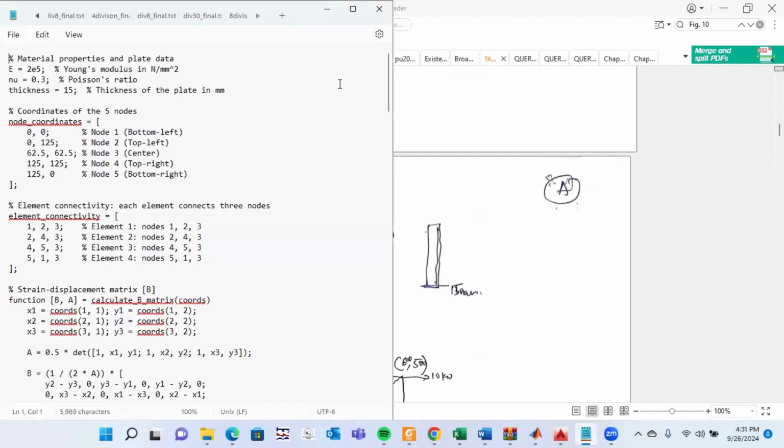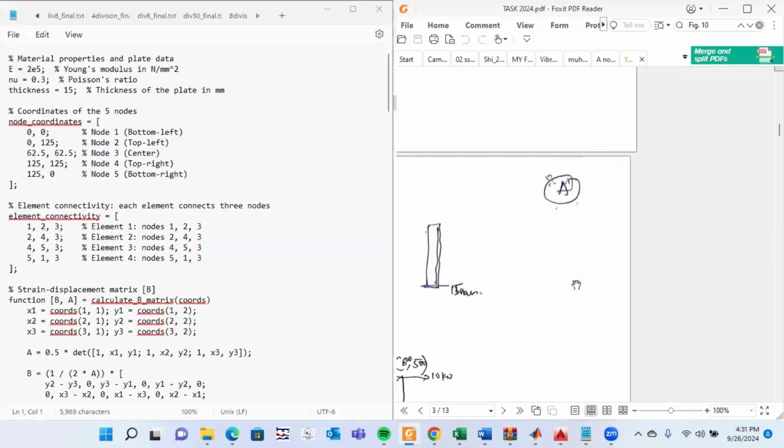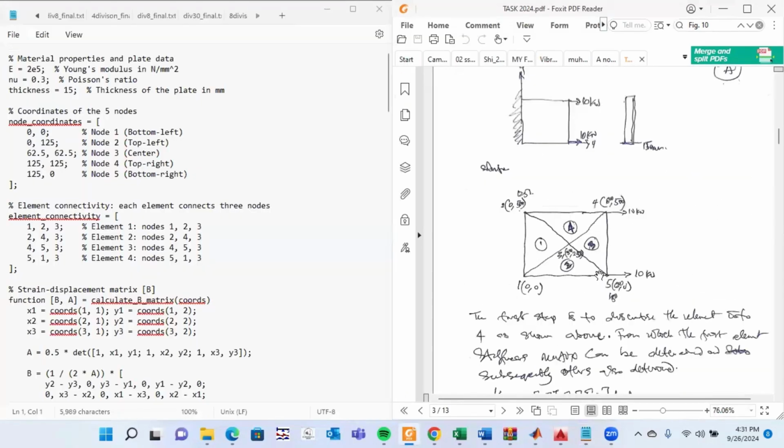So this is what the code looks like. I believe you can see my screen, just this left side. This is the code, and this is the manual solution. So for the 4 divisions, we have a plate. You have your plate, which has 4 sides, and it's divided into these elements, and obviously you have your node numbering, 1, 2, 3, 4, and 5. Yeah, I think so.